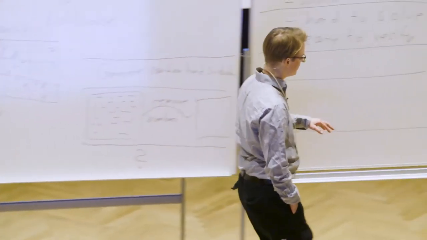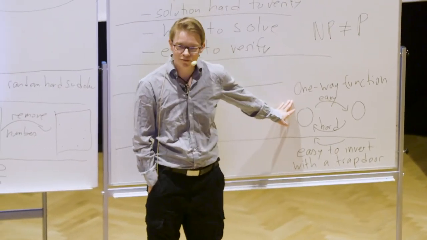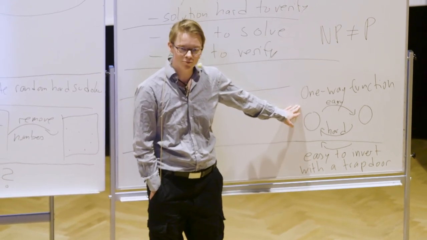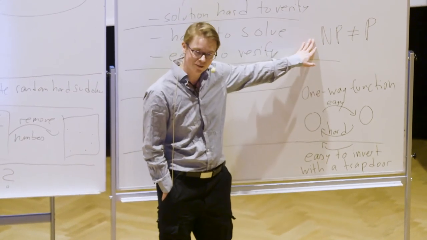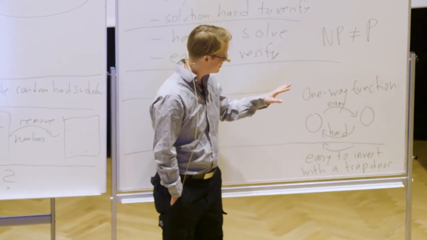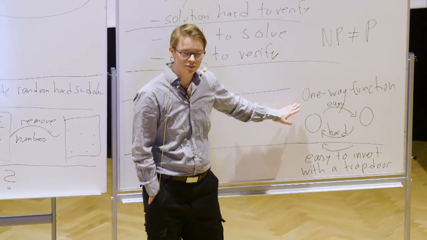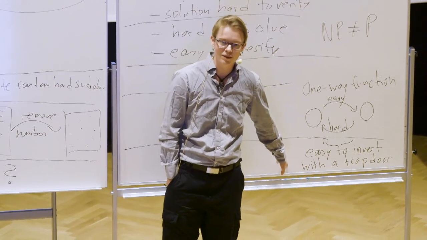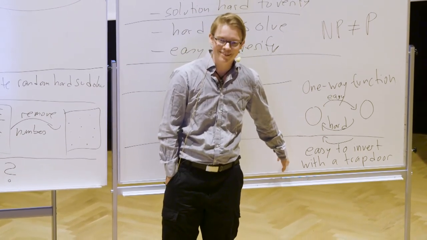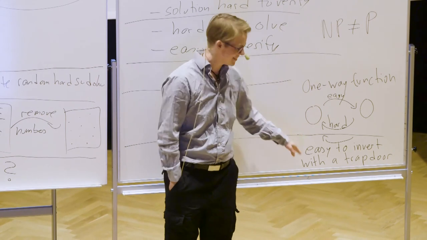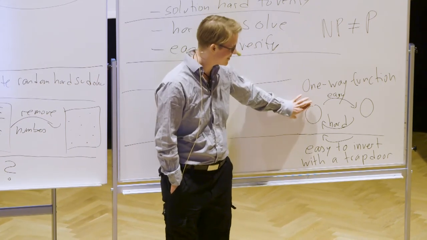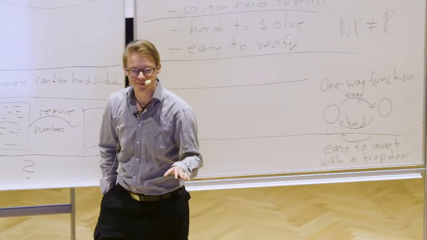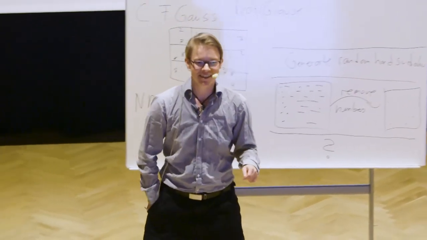I think one-way functions are not enough to build blind signatures, but they are enough to build zero-knowledge proofs for all languages in NP. One-way functions are not enough to build blind signatures. Whether trapdoor functions are enough to build blind signatures, I don't know. But for one-way functions, at least there is a negative result saying that it's very hard to build blind signatures from one-way functions.